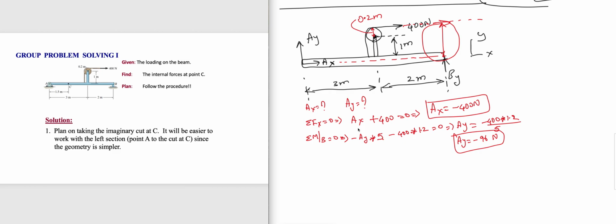So what's the next step we have to do? We have to make a cut and take the left piece. Because the point C is somewhere here, it's exactly 1.5. So that's where the point C is. So what I'll do is I will take a cut AC. I'll take the leftmost. So that is the C.